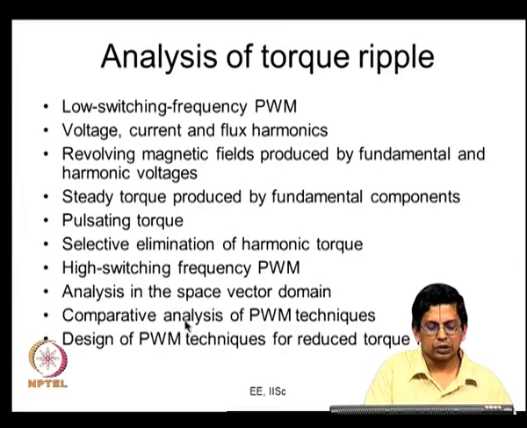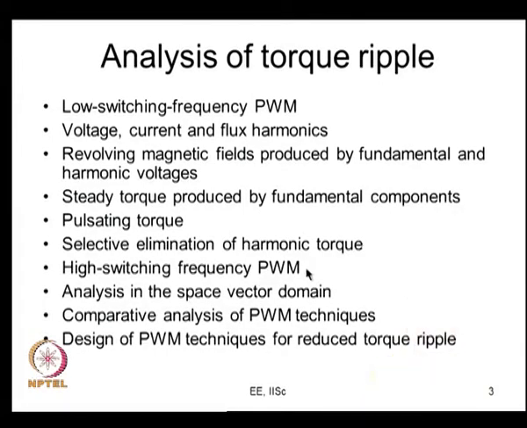Then in the subsequent lecture most probably we would move into high switching frequency PWM, and we will try to do the analysis of pulsating torque in the space vector domain, and maybe have a comparative analysis of different PWM techniques, and possibly design a space vector based PWM technique for reducing torque ripple. You might recollect that in space vector methods we had, apart from the regular conventional space vector PWM and bus clamping PWM, some advanced bus clamping PWM methods. Some of them can actually contribute to reducing the torque ripple. That is something that we could see in the next class.